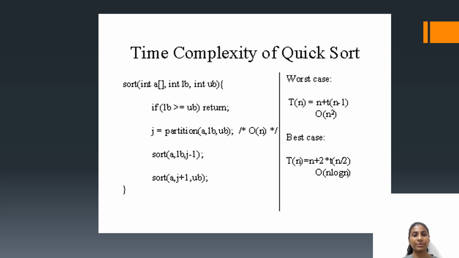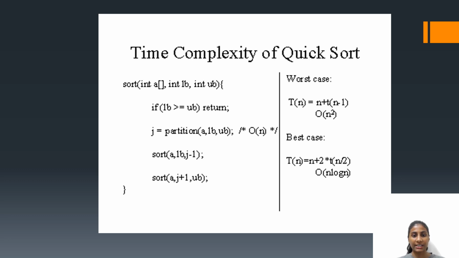This process is to be continued for the left and right parts. Also, the array is to be sorted. Here is a short algorithm: sort(int a, int lb, int ub). If lb is greater than or equal to ub, then return. j equals partition(a, lb, ub).